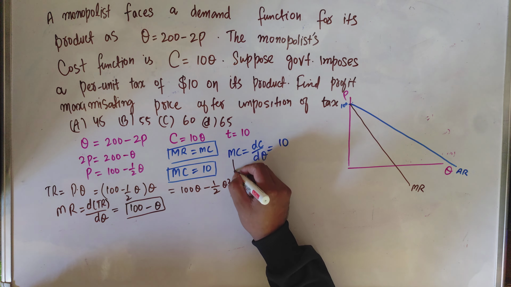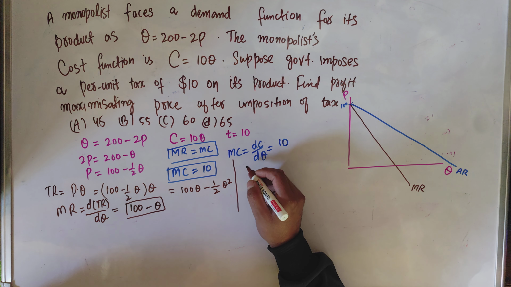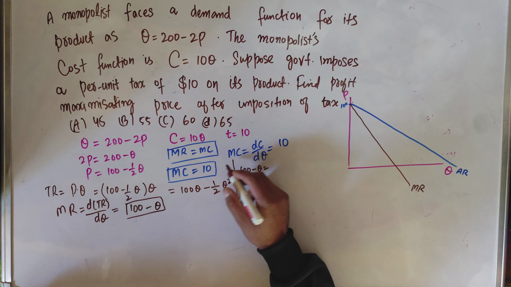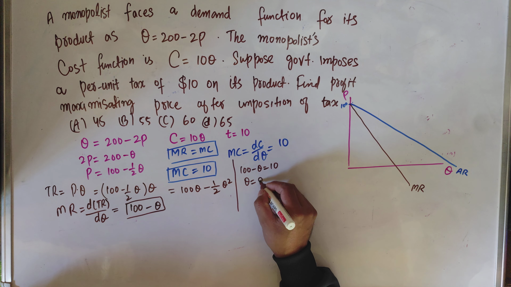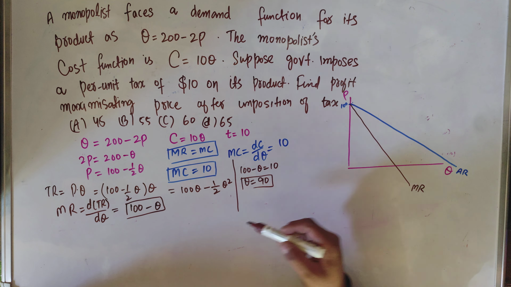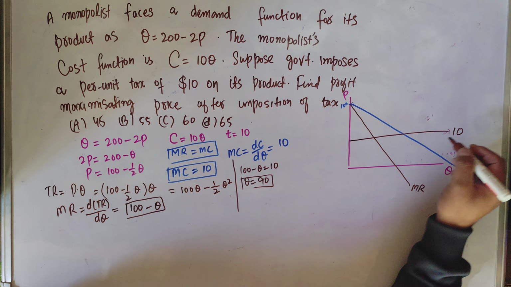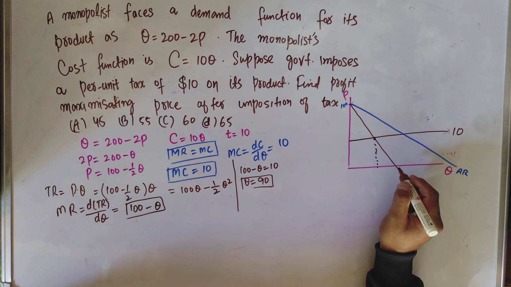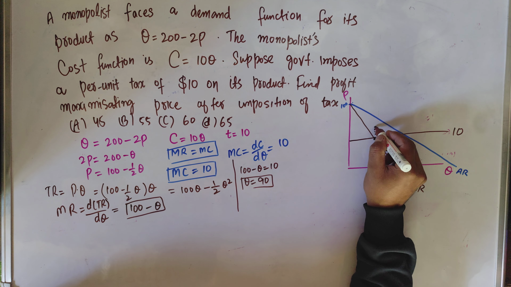So what happens before the imposition of taxes? We equate marginal revenue with marginal cost. Marginal revenue is 100 - Q. We equate it with the marginal cost of 10. So Q will be equal to 90. Let's draw the marginal cost, which is constant at $10. So at this point we get the profit maximizing quantity of 90.